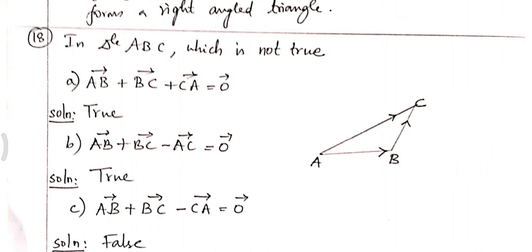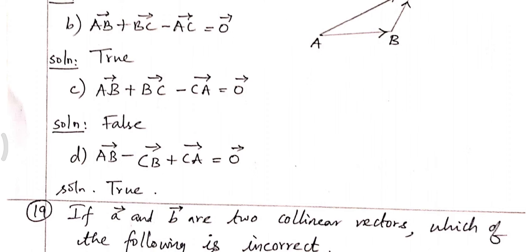Why? Because CA vector, from C to A you are moving, is minus AC vector. When you change the vector direction, then you have to write negative. In this we have already discussed the negative of a vector, so it is true. C part, AB vector plus BC vector minus CA vector equals 0. This is not possible. This is against the triangle law, because AB vector plus BC vector plus CA vector is only 0. So it is false.